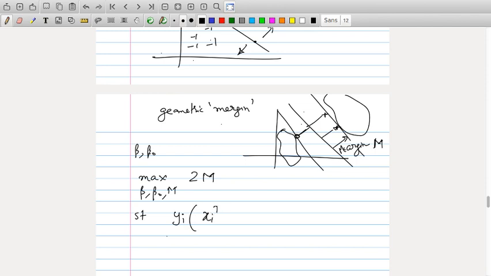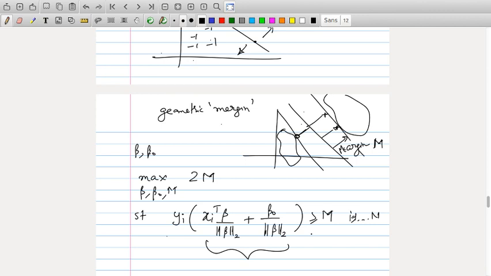yi times xi transpose beta divided by norm of beta plus beta naught divided by norm of beta is greater than margin. Okay, so what have I written here? Let's think of the positive class. Let's only think about those points where yi is positive. Then all I'm saying is this number better be greater than the margin value m.